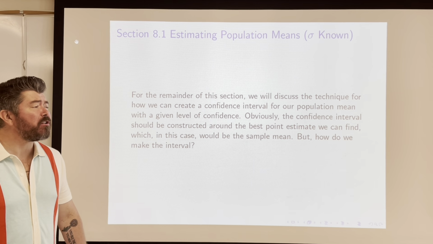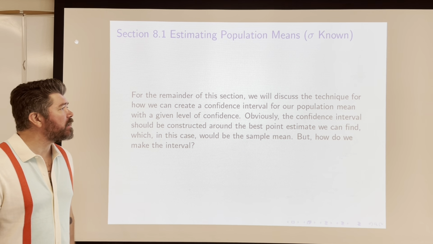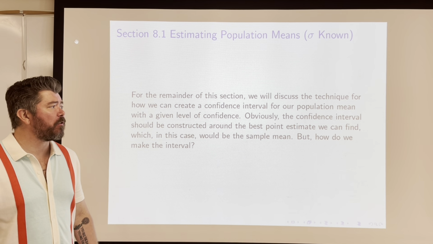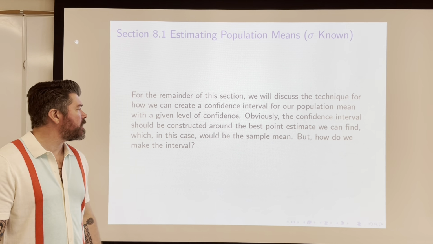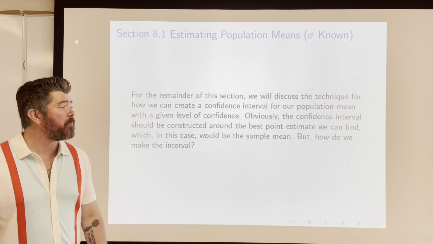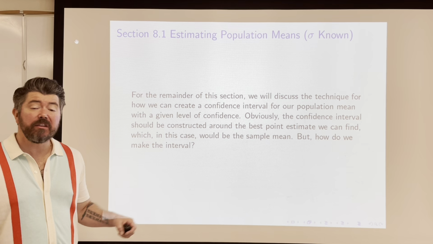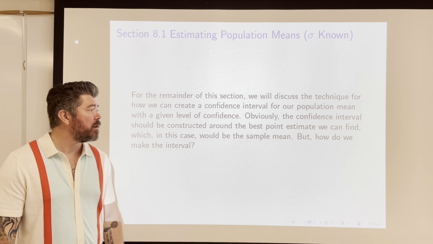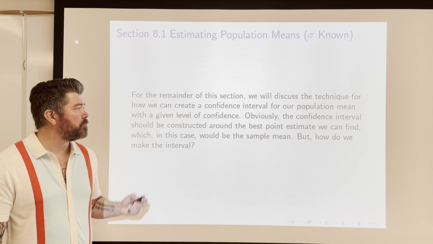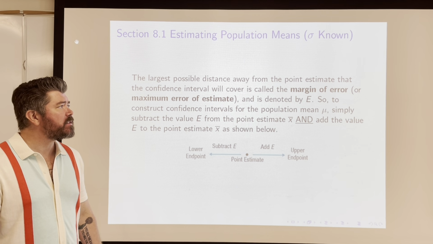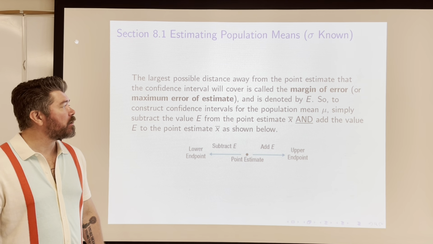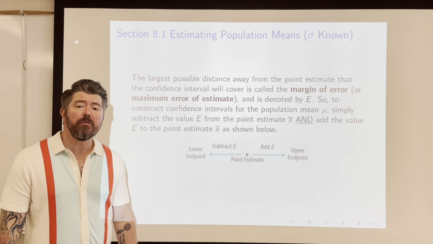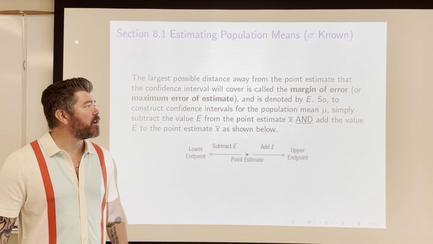Now, for the remainder of this section, we will discuss the technique for how we can create a confidence interval for our population mean with a given level of confidence. Obviously, the confidence interval should be constructed around the best point estimate we can find, which in this case would be the sample mean, x bar. But how do we make the interval? The largest possible distance away from the point estimate that the confidence interval will cover is called the margin of error, or maximum error of estimate. And we will denote this value by E, E for error.